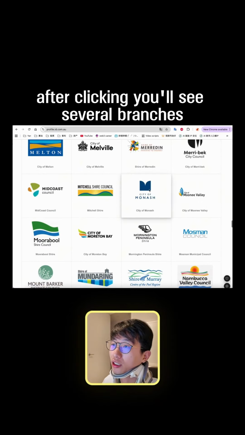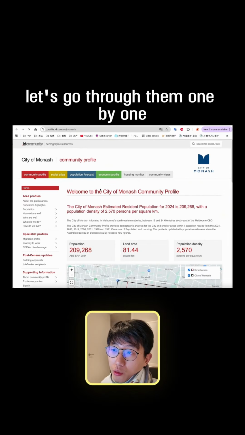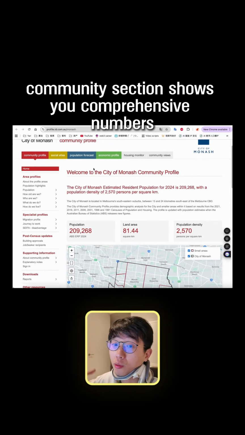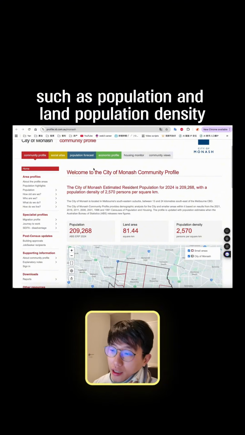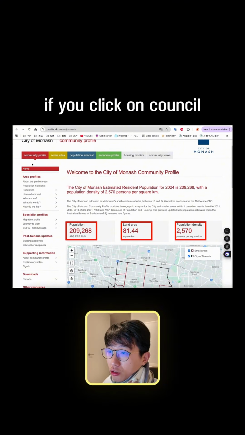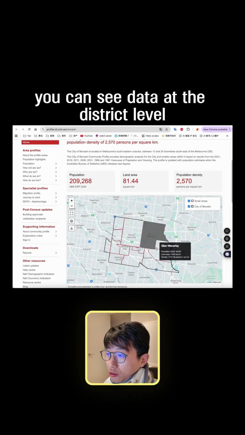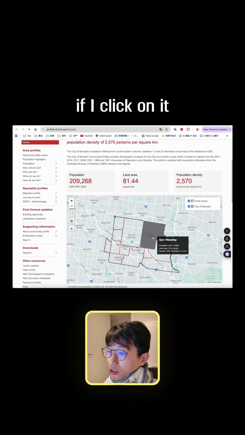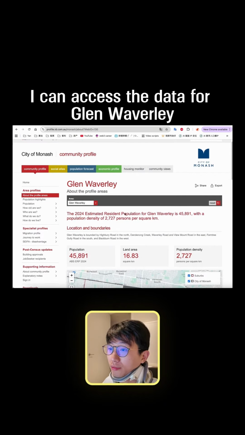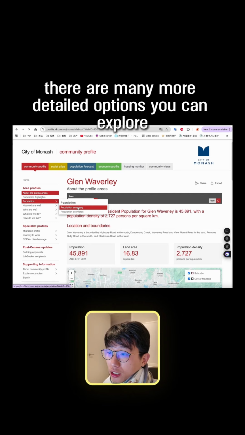After clicking, you'll see several branches. Let's go through them one by one. The red community section shows you comprehensive numbers, such as population and land population density. If you click on council, you can see data at the district level. For example, here is Glen Waverley. If I click on it, I can access the data for Glen Waverley. On the left, there are many more detailed options you can explore.